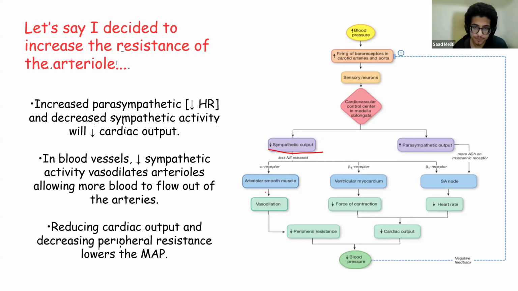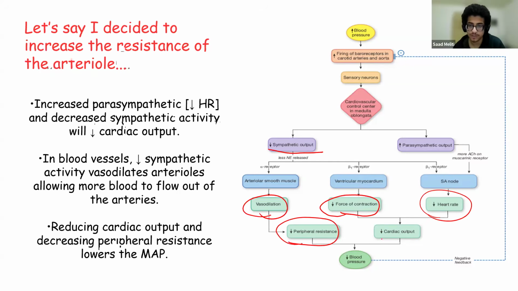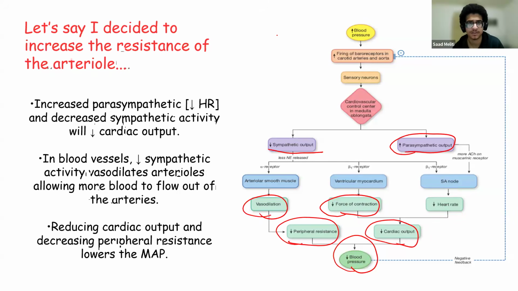Look at this table. The arterial smooth muscle starts to vasodilate. The ventricular myocardium decreases its force of contraction. And the heart rate will also decrease. As a result, the peripheral resistance will decrease and the cardiac output will decrease, so the blood pressure will decrease. That's how our body regulates the blood pressure. Not only that, we also increase parasympathetic output, and when we increase parasympathetic output, we decrease the heart rate. I hope this makes sense.